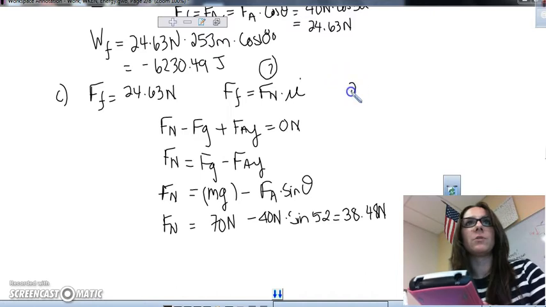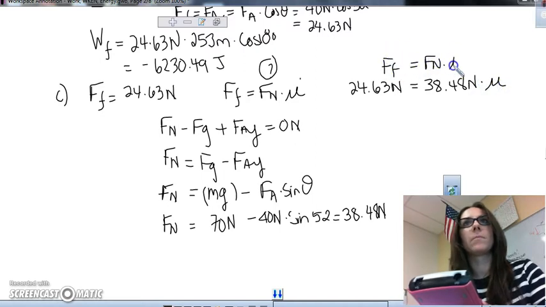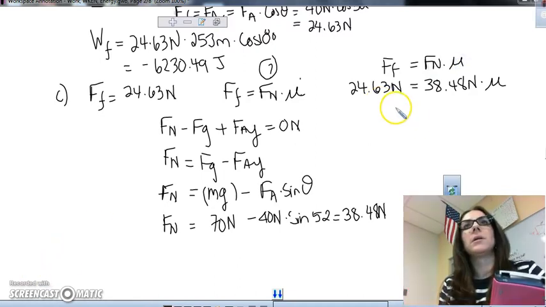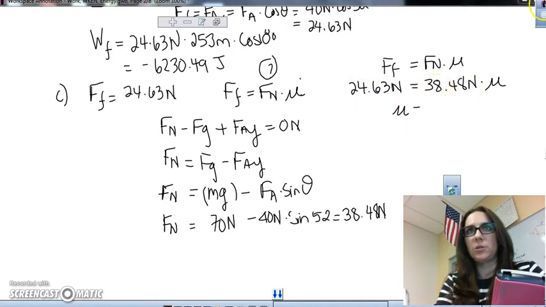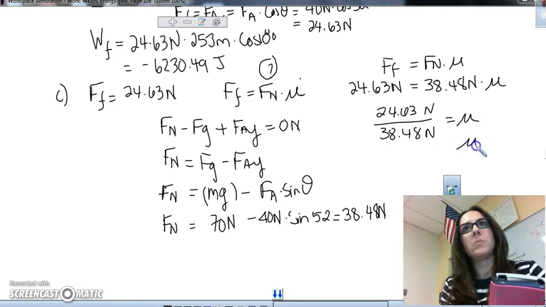So, we have force friction, which is the 24.63 newtons. We have the normal force, which is the 38.48 newtons. We could solve for mu. I'll show you the step, I won't jump my algebra. To get mu, it's going to be 24.63 newtons divided by 38.48 newtons. That's mu, where we get mu is equal to 0.64 after we do our math.